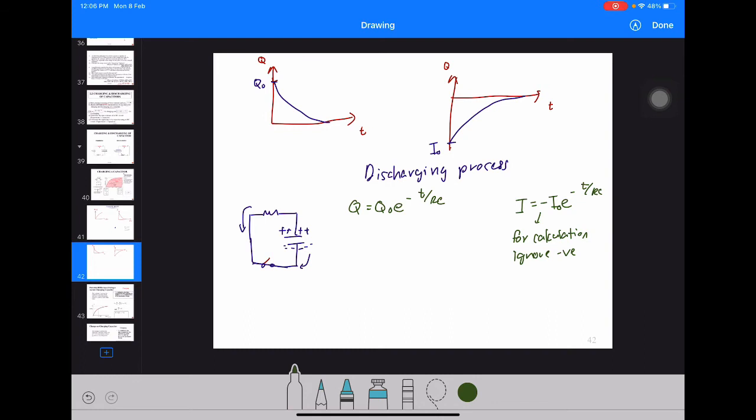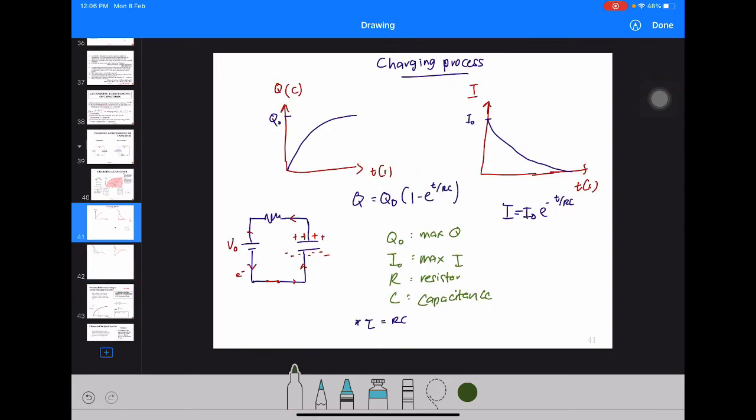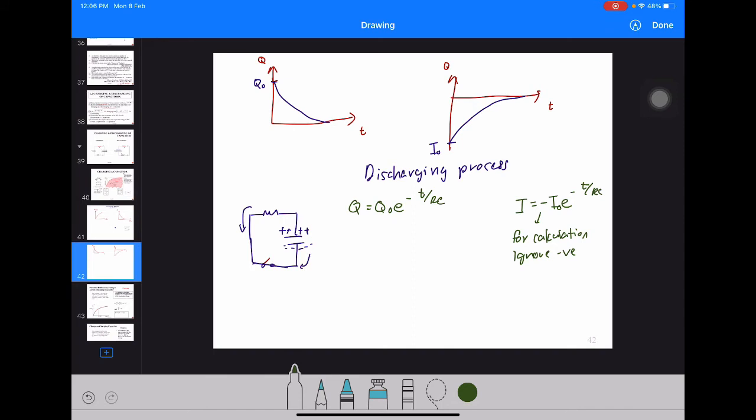The one thing that I want to point out is about the tau. For the first one, the tau represents the value over here, 0.63 out of Q naught. This is your tau. And over here is 0.37 of I naught. For this one is 0.37, and this one is 0.37 as well.